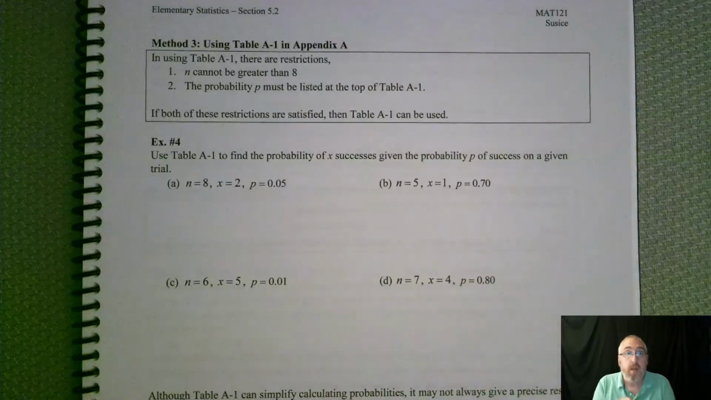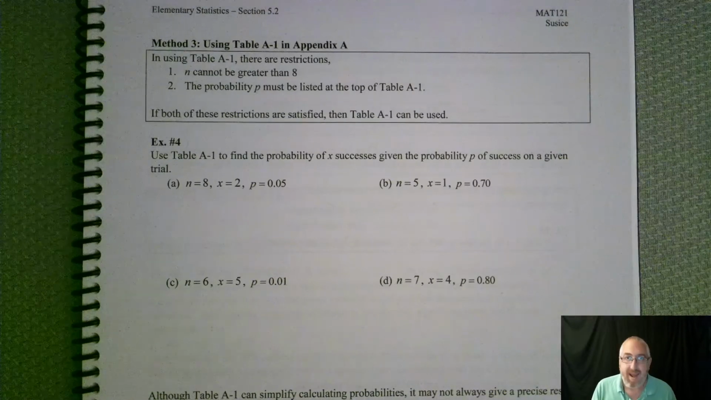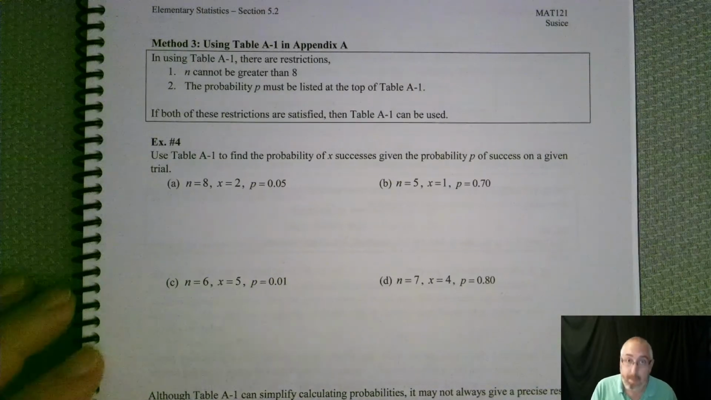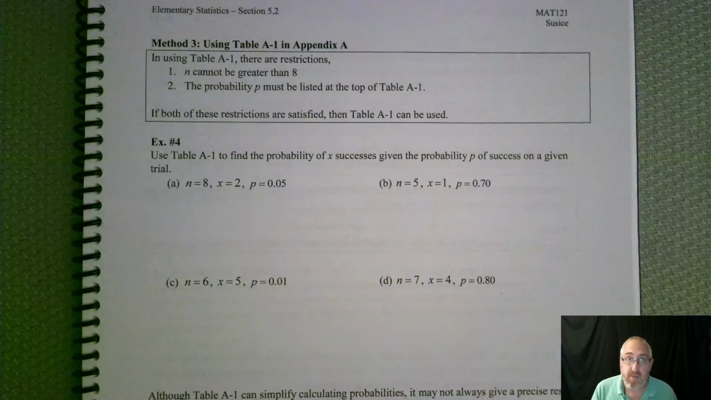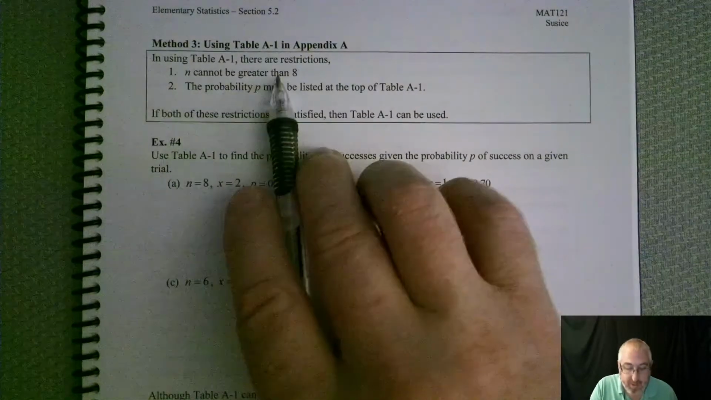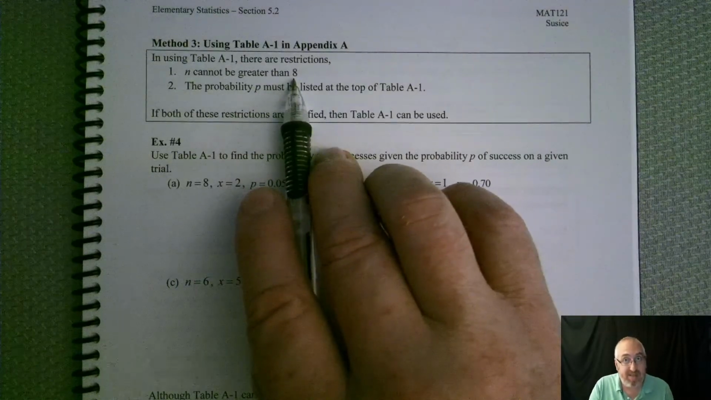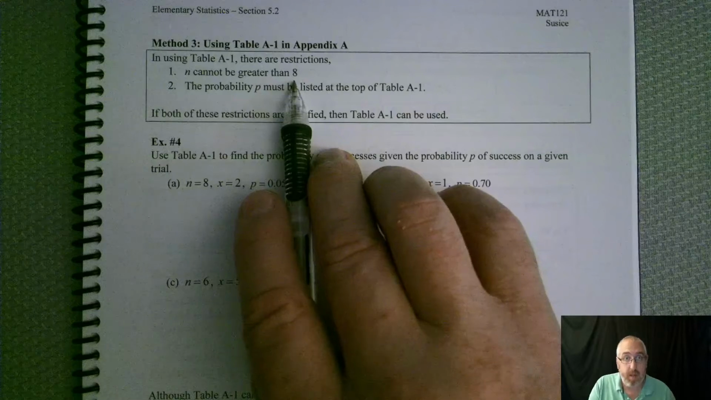Hey folks, so now that we have an understanding of using the binomial probability formula, we're going to look at another method which is a little bit easier, hopefully, and involves tables. The only issue with these tables is that there are some restrictions. Specifically, n cannot be greater than 8. That's the maximum value of n we're going to see on this particular table that's in your textbook.